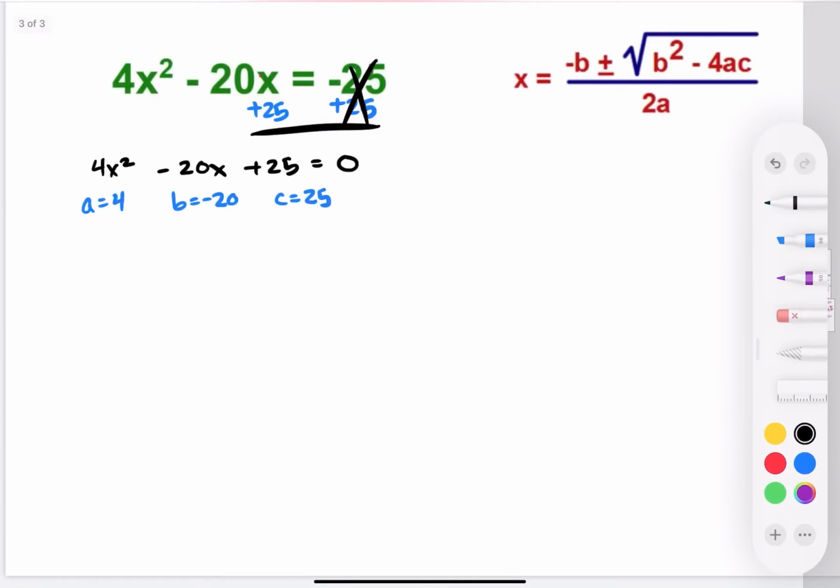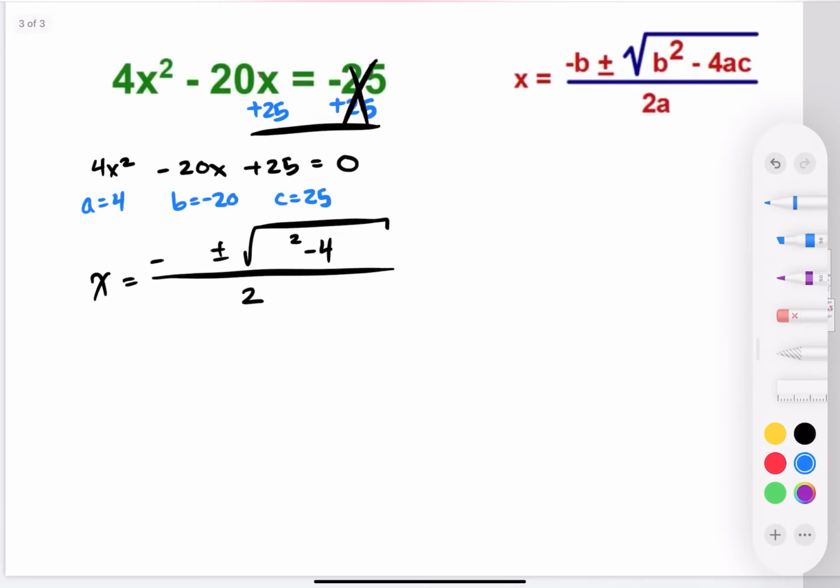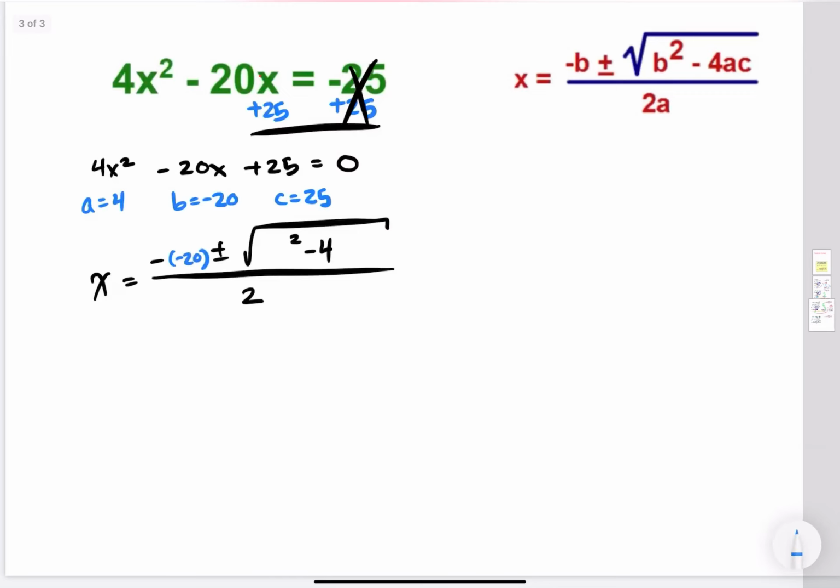And again, I'm going to write out my formula here. So x is equal to negative b plus or minus the square root of b squared minus 4 times a times c all over 2 times a. So now I'm just going to substitute the values in. So negative b, so negative 20, and then plus or minus the square root of b squared, so negative 20 squared, minus 4 times a, which is 4, times c, which is 25, all over 2 times a, which is 4. So again, I just substitute.